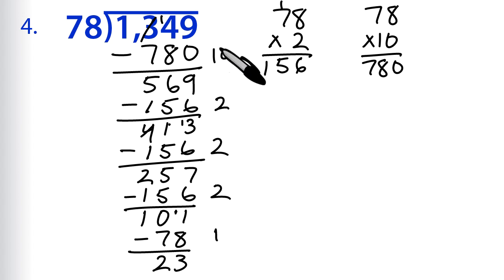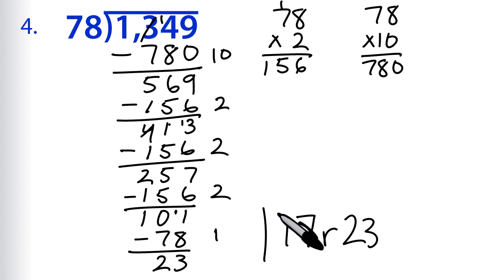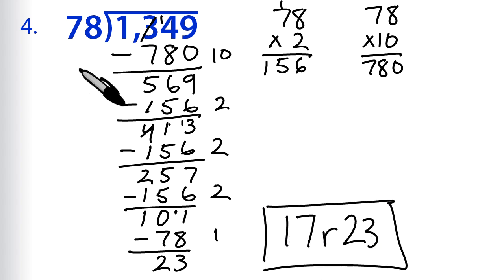Well, let's add up all our partial answers here, our partial quotients. So we have 10 plus 2 plus 2 plus 2, so 16 plus 1 is 17. So we have 17 with a remainder of 23. And that is what you get if you have 1,349 divided by 78.